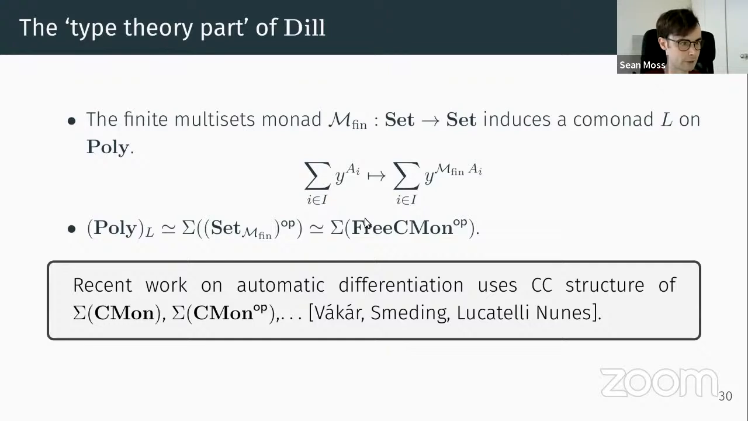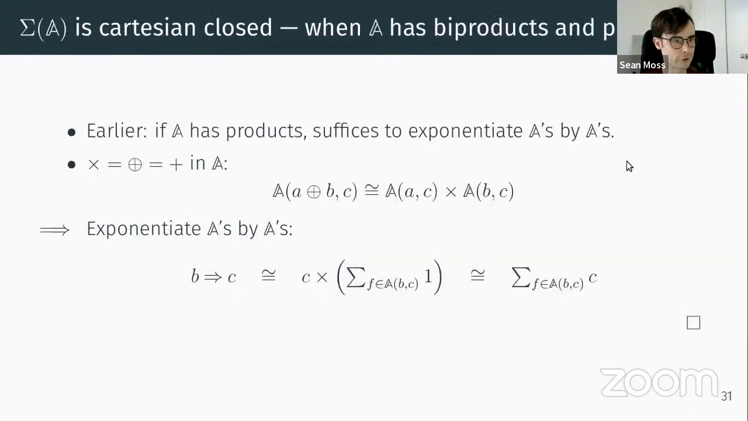And I want to mention independently, there's been recent work on automatic differentiation, which has used the Cartesian closed structure of these things, the free sum completion of not necessarily free commutative monoids and the opposite of not necessarily free commutative monoids. And we can give a proof now that they're Cartesian closed, which shows the connection between that and the Diller-Nuss variant. This is also very easy.